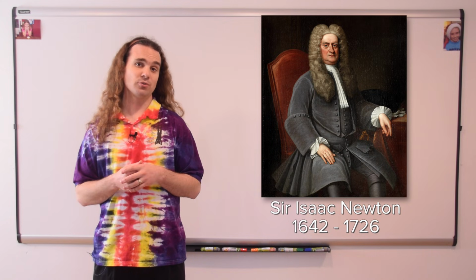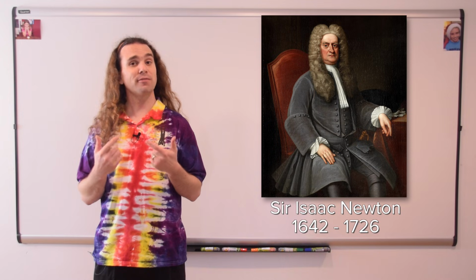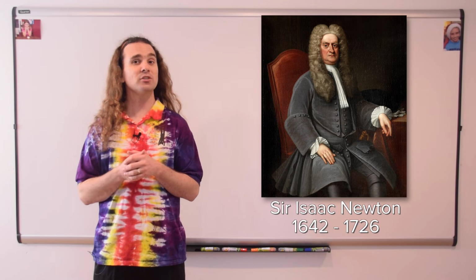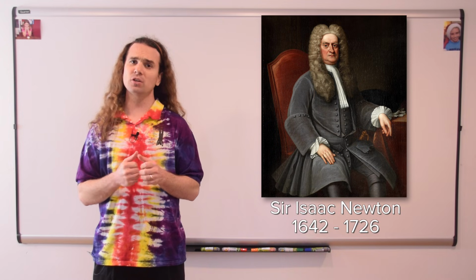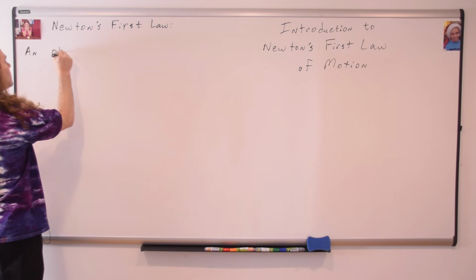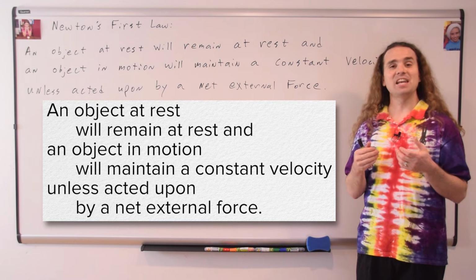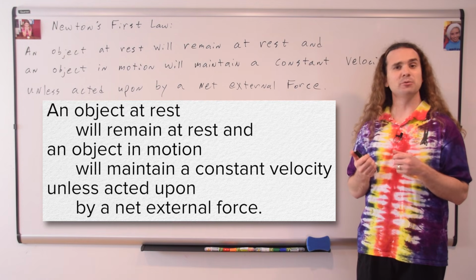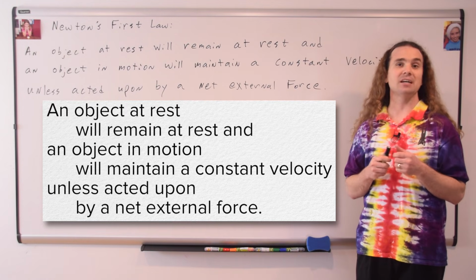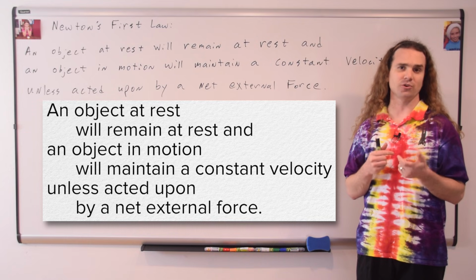Flipping Physics. Sir Isaac Newton was a great scientist whose first of 3 laws of motion we are going to learn about today. Newton's first law of motion is: an object at rest will remain at rest, and an object in motion will maintain a constant velocity unless acted upon by a net external force.